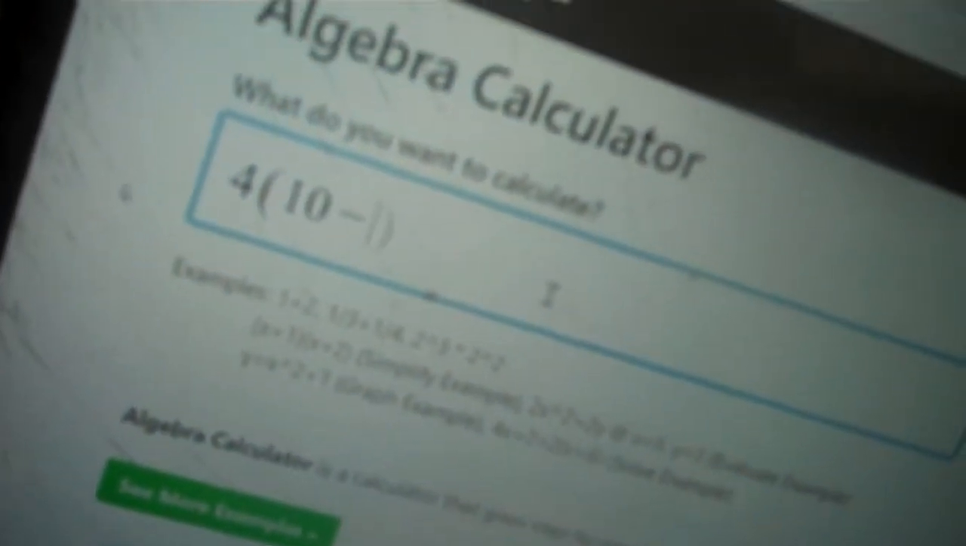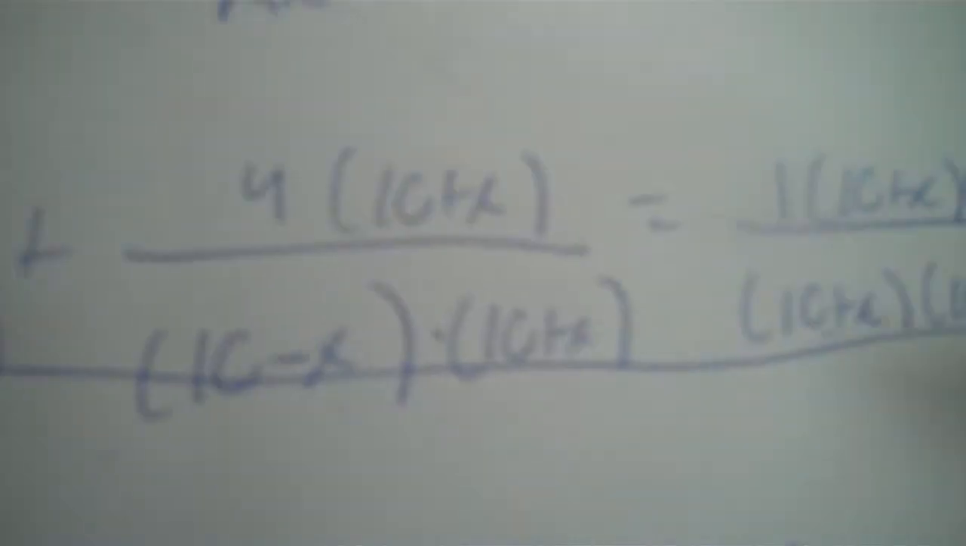So I want you to take 4 and then 10 minus x, because I need this to be precise. I can't have any minor errors. So I got negative 4x plus 40. And then 4 for the second fraction, 4, and then 10 plus x, 4x plus 40. Now what I really want to use this for is this one so people don't mess it up.